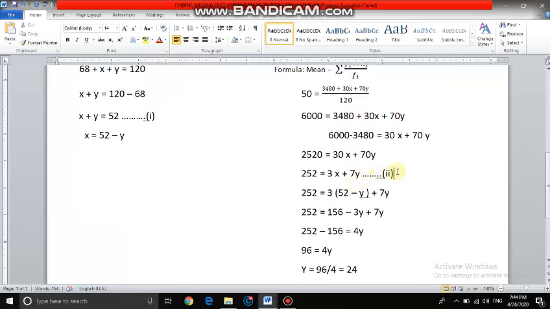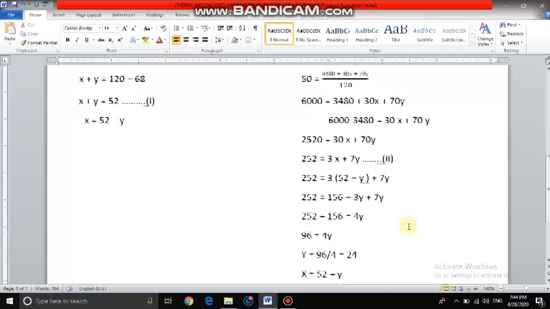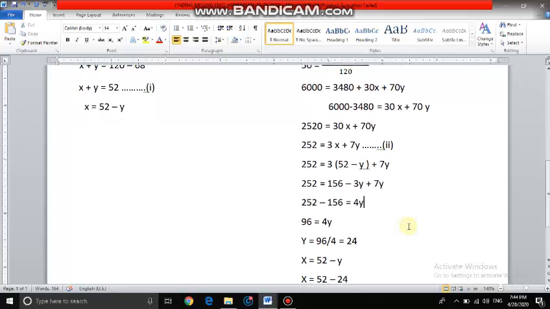After reaching equation number 2, this is a little bit tricky, you have to remember. In place of x, I replaced the x value as 52 minus y. Instead of x, you can remove y also. So if I take y to the right side, I'll get y equals 52 minus x. So in place of y here, you can replace 52 minus x. That way also you can solve. It's not that you always have to take x there, you can take y also, no problem.